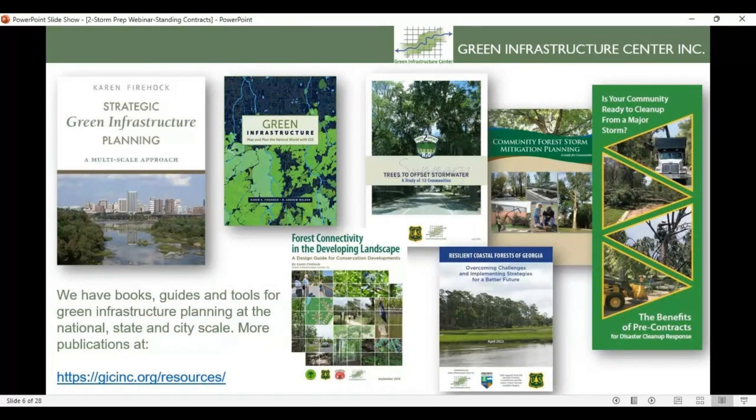And then we also study large landscapes, so looking at entire coasts. So for those of you in South Carolina, we did a study of the resiliency of coastal forests. But if you're interested in any of these, you can go online to our website and download them. Most of our publications are totally free. All right, next slide.